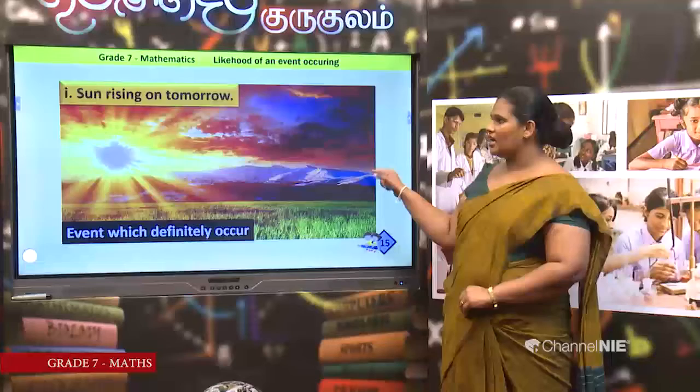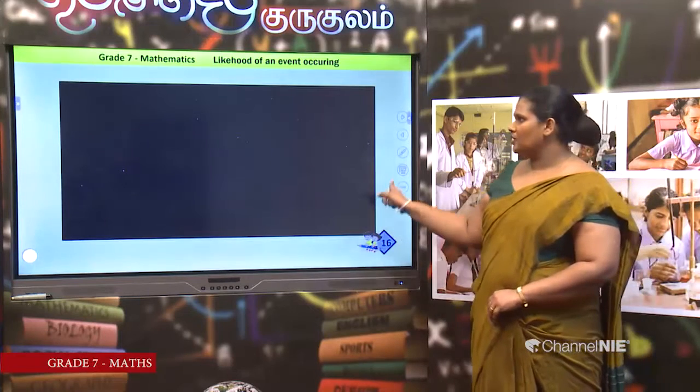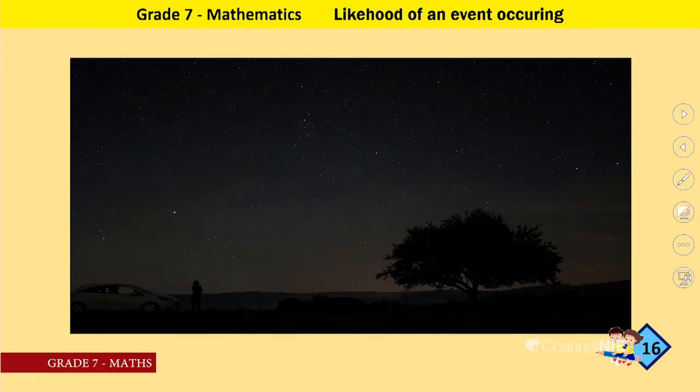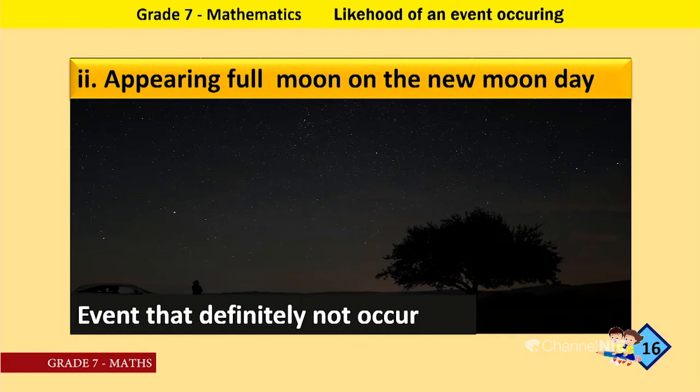So, we will go for another event. Right. What can you see here? I can see some stars. We'll see what the event is. Appearing full moon on the new moon day. Can you see the full moon on the new moon day? No, you can't. Isn't that so? So, what is the type that the event belongs to? That is an event which would definitely not occur.